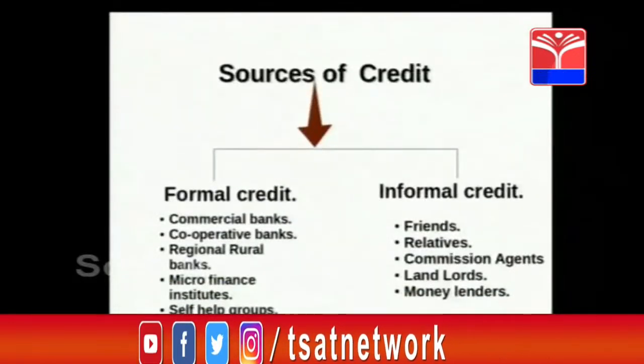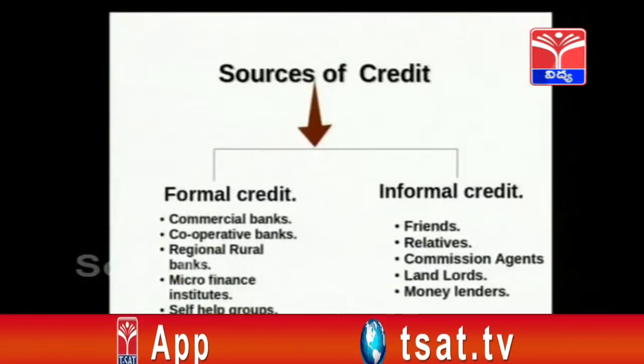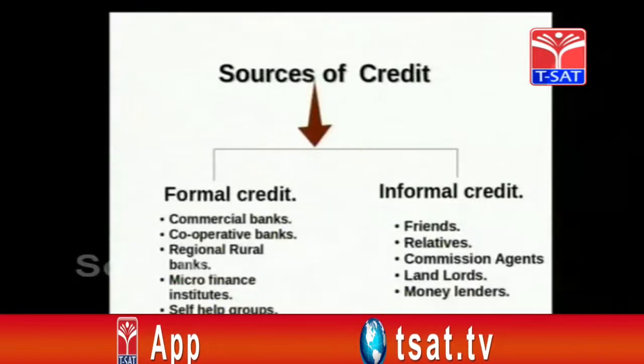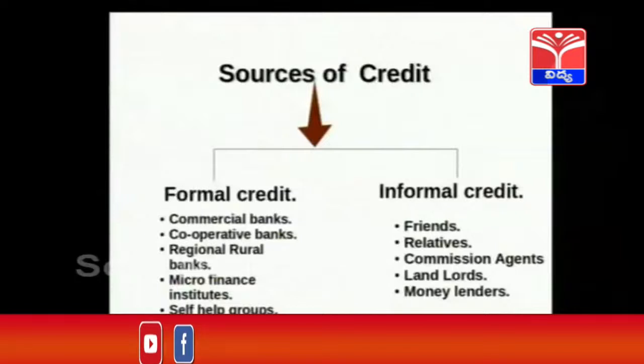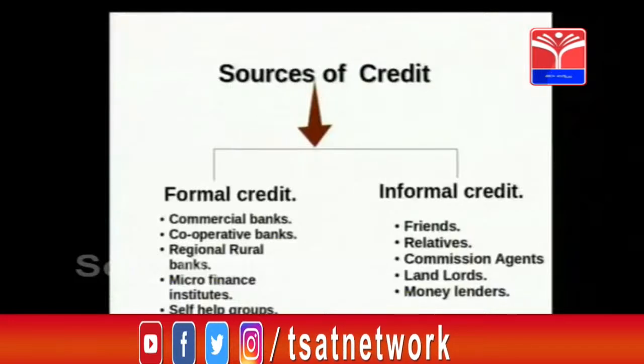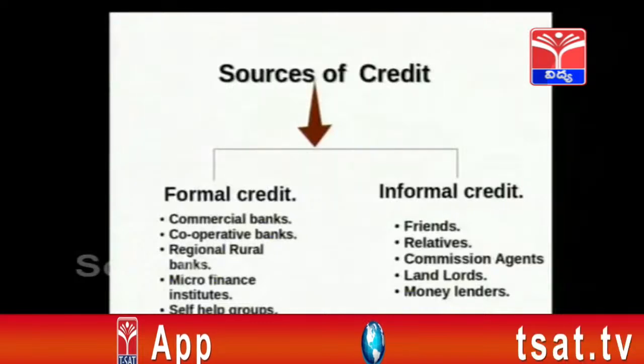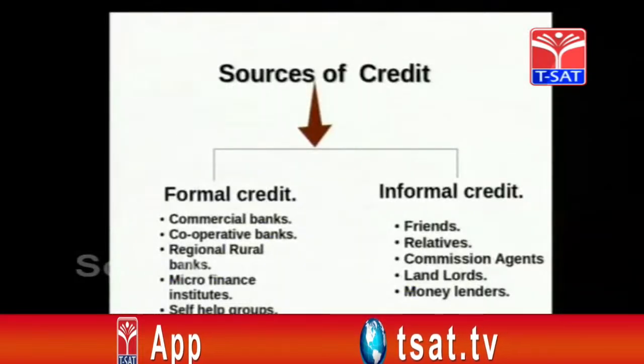Sources of credit: formal credit and informal credit, two types of credit. Commercial banks, cooperative banks, regional rural banks, microfinance institutions and self-help groups are formal credit. Informal credit includes friends, relatives, commission agents, landlords and money lenders.